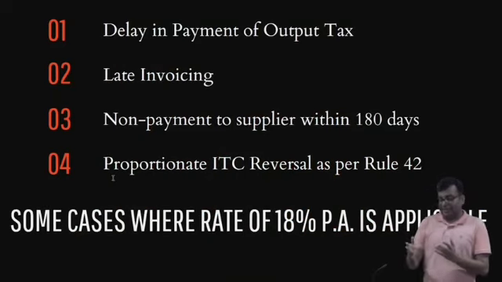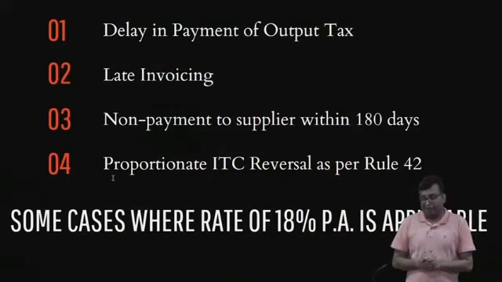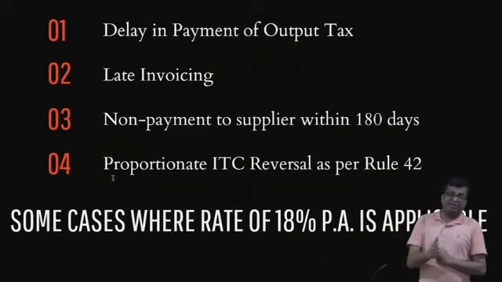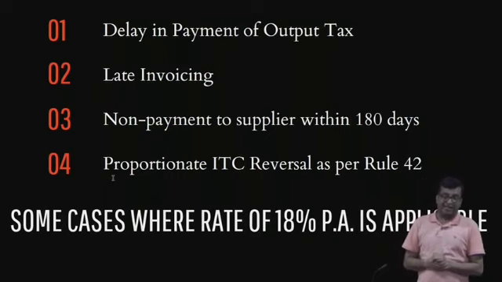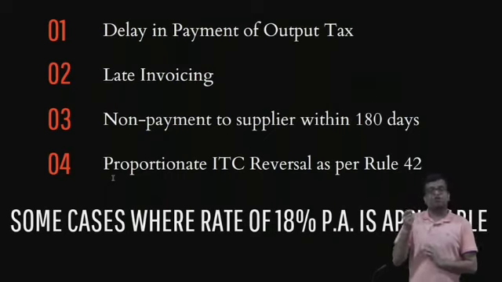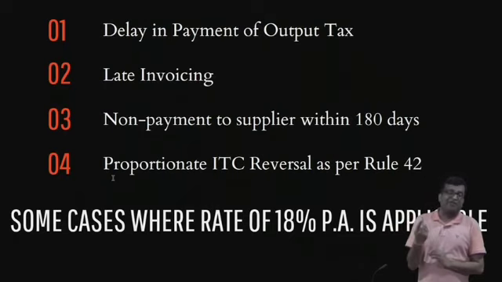Now, there are certain examples where we'll pay the interest rate of 18%. One is the delay payment of output tax. This is very general. And suppose second is late invoicing. भाई जब invoice raise करना था उससे अगर हम लोग late करते then also we have to pay the interest. Third is non-payment of supplier within 180 days. Section 16 subsection 2 का proviso बोलता है we have to pay within 180 days.